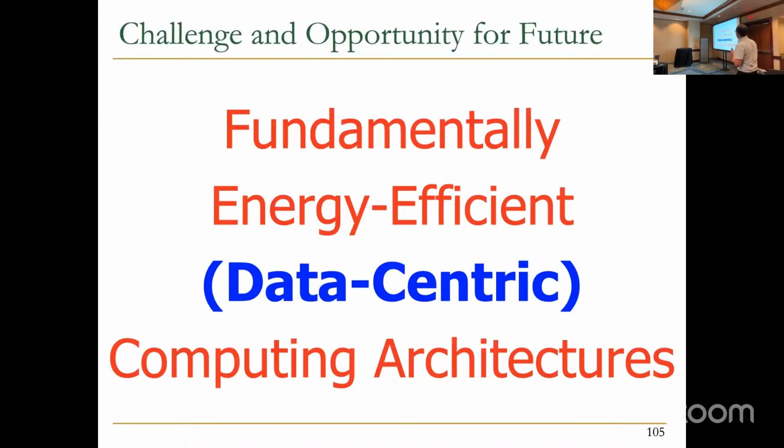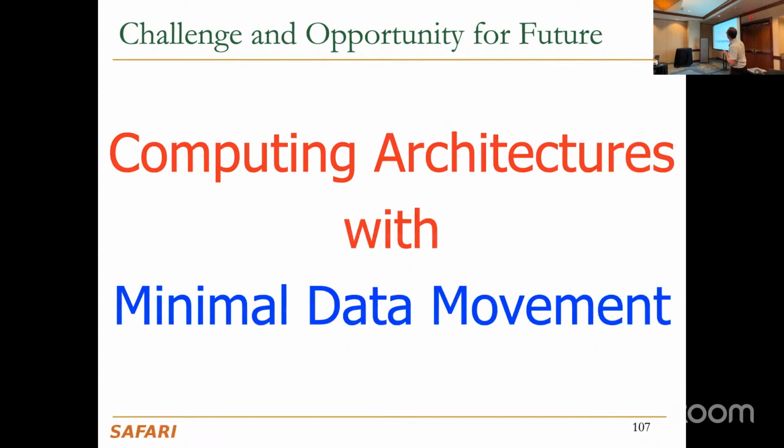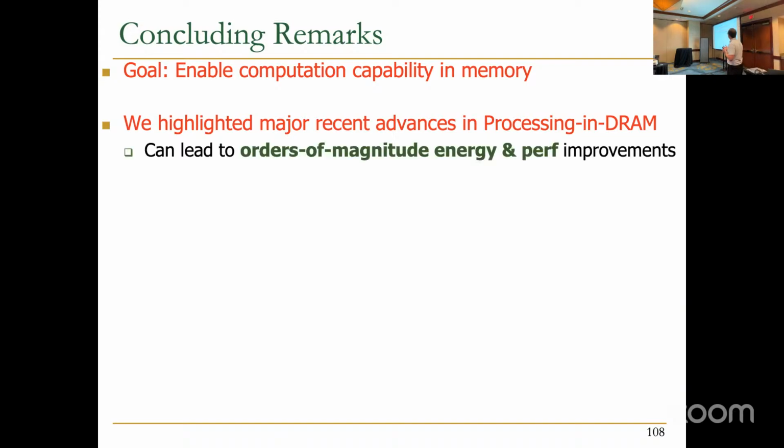OK, let me conclude. I think we want fundamentally energy-efficient architectures. They need to be data-centric. We want fundamentally high-performance architectures. I think they also need to be data-centric. And if you want sustainable and also secure, I believe they also need to be data-centric. For this, we want to minimize data movement as much as possible. So I covered some recent advances in processing in DRAM. We're going to cover more.